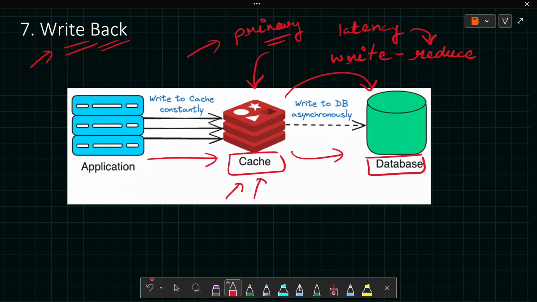Cache is also the primary, right? Because we are not getting from the database. We are writing periodically to the DB.